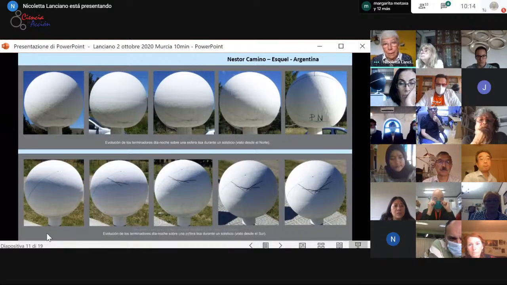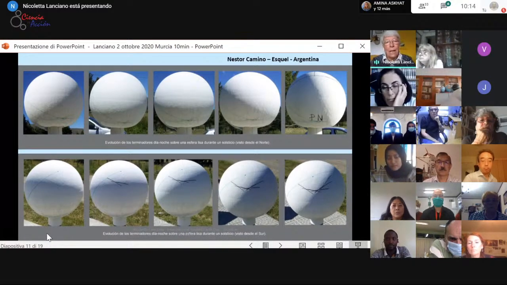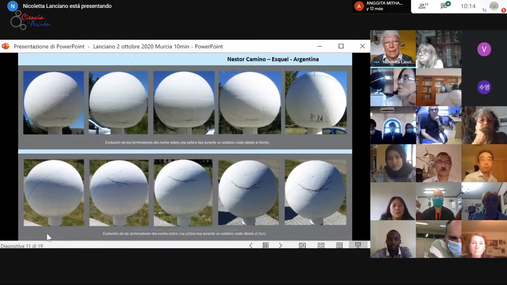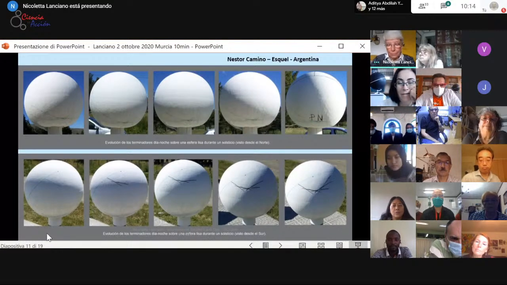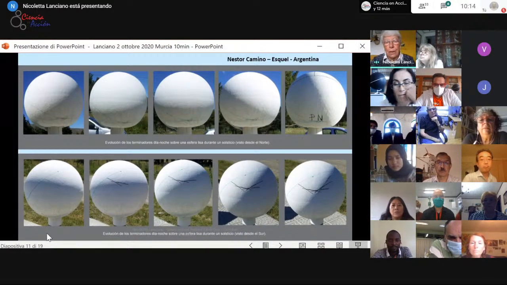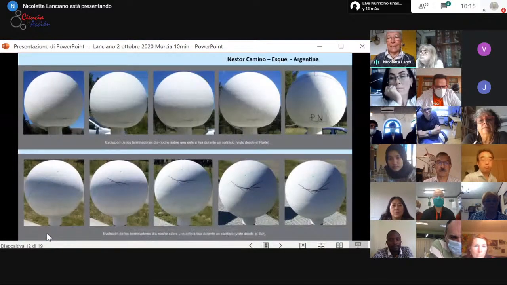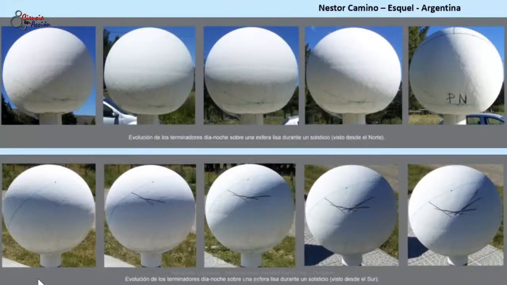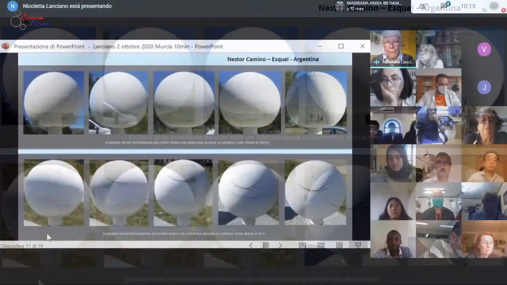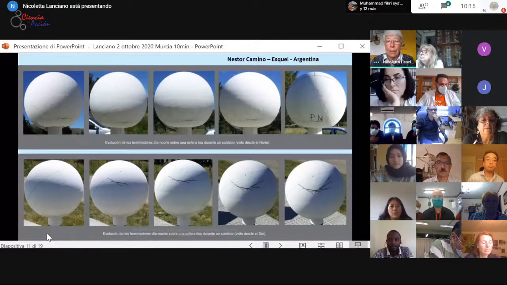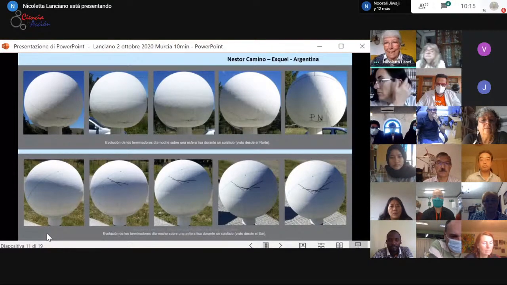And especially to look well at equinoxes and solstices and so seasons, we worked with Nestor Camino from Argentina with a white sphere where we mark every hour the terminator between shadows and light. And so in the upper sphere, you can see what happens in the north, near the North Pole, and in the same day, that is the solstice of December, in the North Pole is always night, and in the South Pole is always the day.